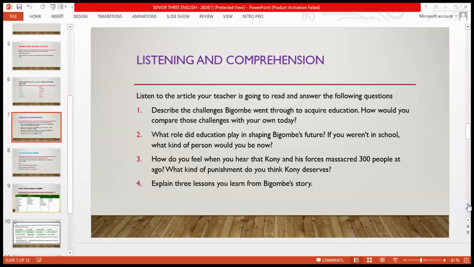Okay. So we move on to number three. Anyone willing to answer for us number three? Number three, which question is it? How do you feel? Yes, about the killing. Yeah, this should be very easy. We've already learned how to express our feelings. Let me see. Oh, Tronella again. Any other person? So that Tronella comes second.